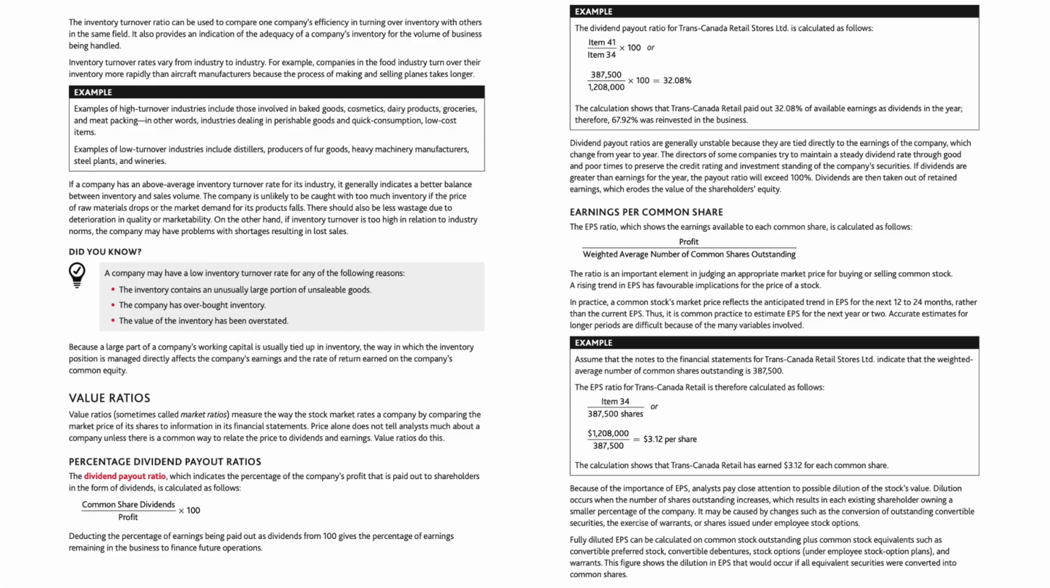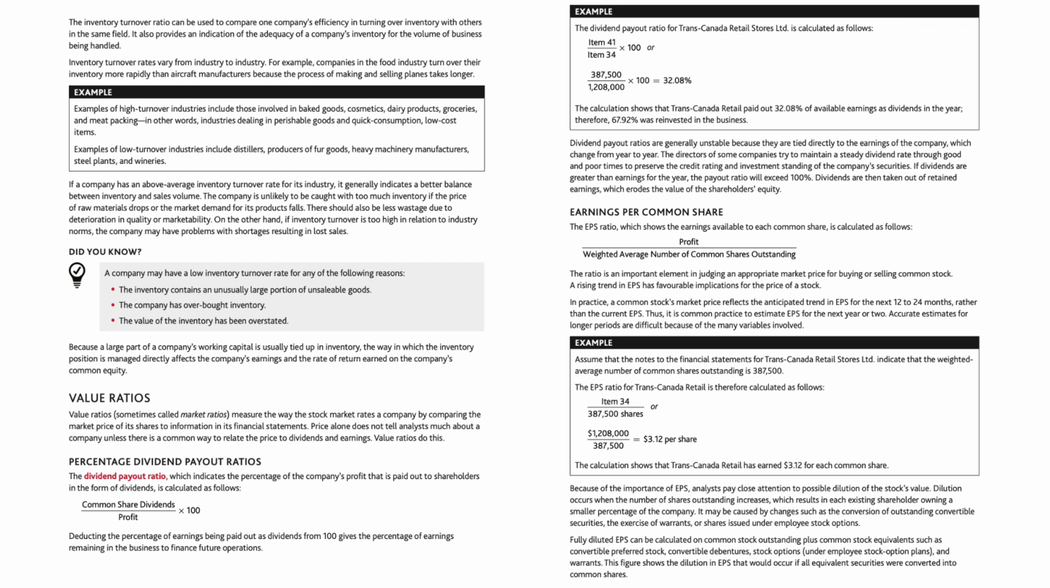Because of the importance of EPS, analysts pay close attention to possible dilution of the stock's value. Dilution occurs when the number of shares outstanding increases, which results in existing shareholders owning a smaller percentage of the company. It may be caused by changes such as the conversion of outstanding convertible securities, the exercise of warrants, or shares issued under employee stock options.